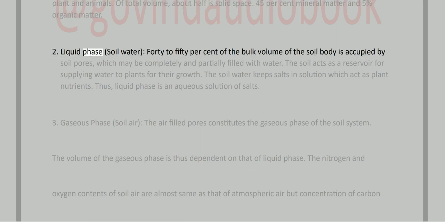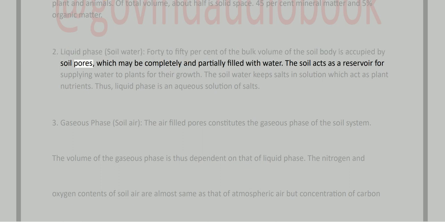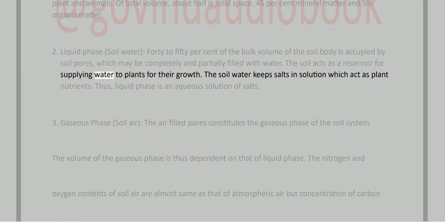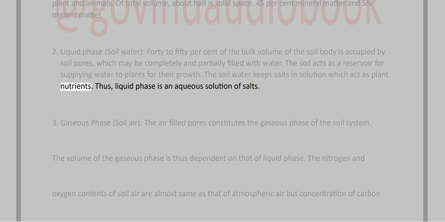2. Liquid phase. Soil water. 40 to 50% of the bulk volume of the soil body is occupied by soil pores, which may be completely or partially filled with water. The soil acts as a reservoir for supplying water to plants for their growth. The soil water keeps salts in solution which act as plant nutrients. Thus, liquid phase is an aqueous solution of salts.